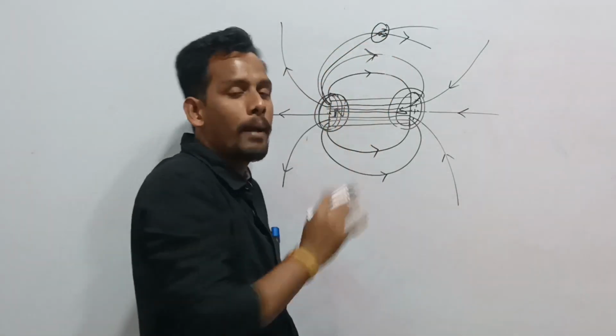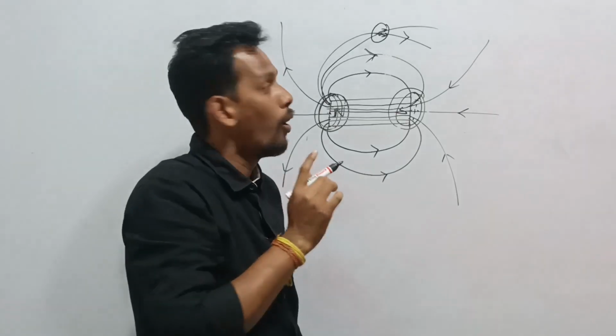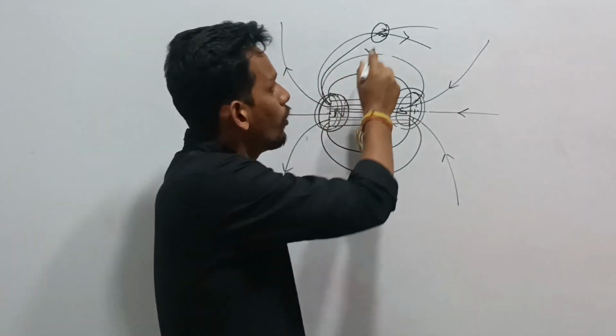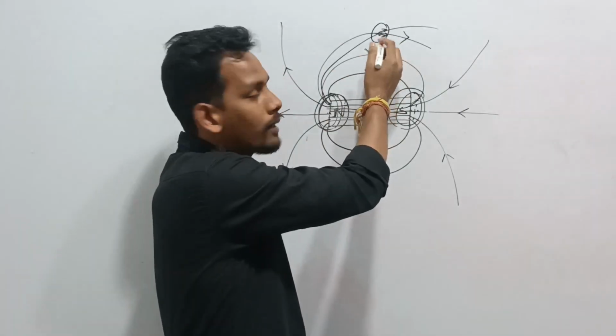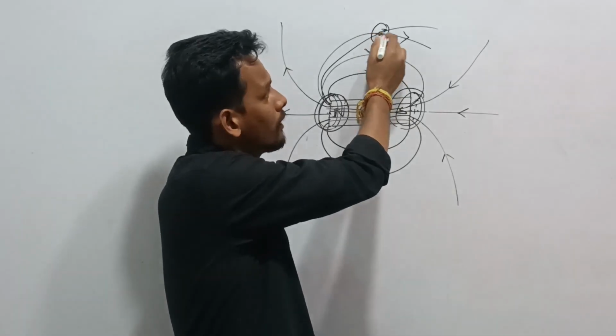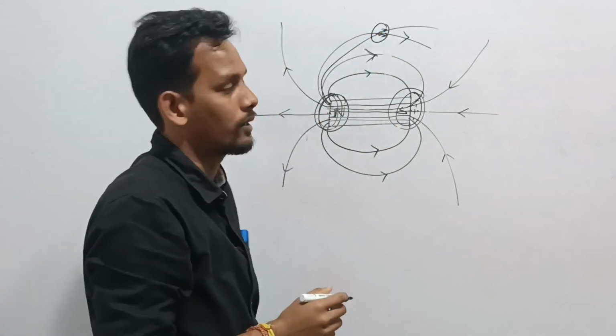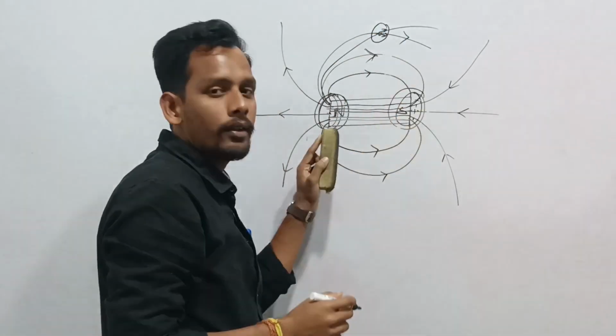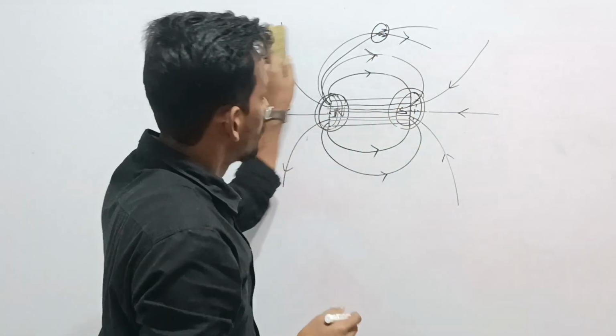But we know that magnetic field lines have only one direction. So at that point, the compass needle would have to show two directions, which is not possible. It means that magnetic field lines never intersect each other. Okay? This is about the bar magnet.